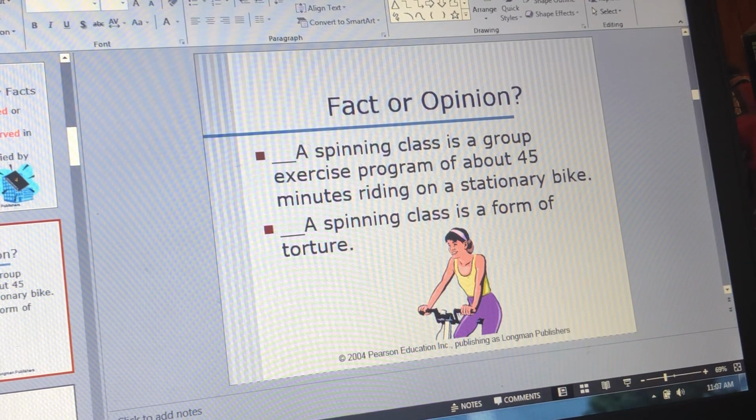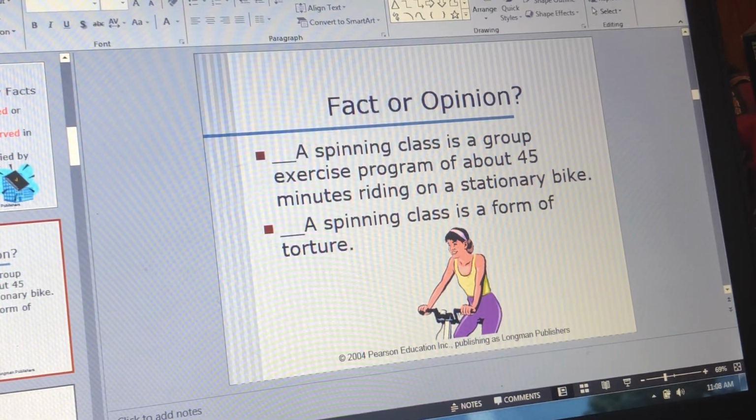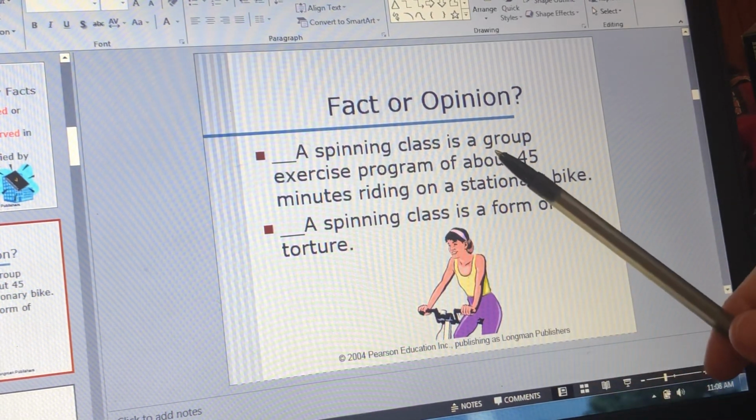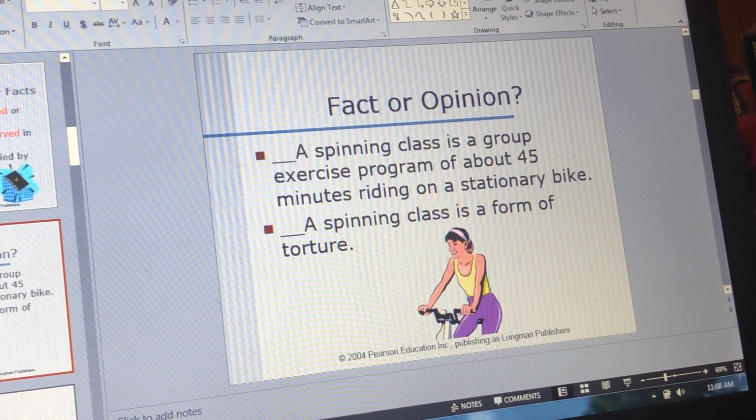A spinning class is a group exercise program of about 45 minutes riding on a stationary bike. A spinning class is a form of torture. Okay, so they both start with the same set of words. A spinning class is a, okay? One is a fact, one is an opinion, all right? I'll pause, you think.